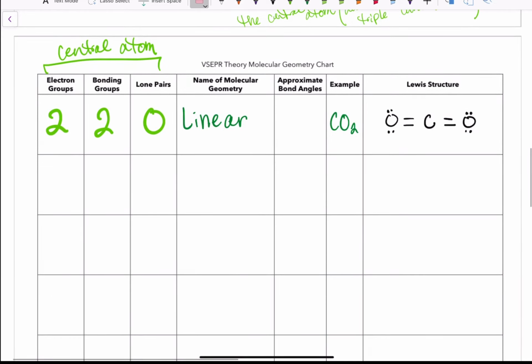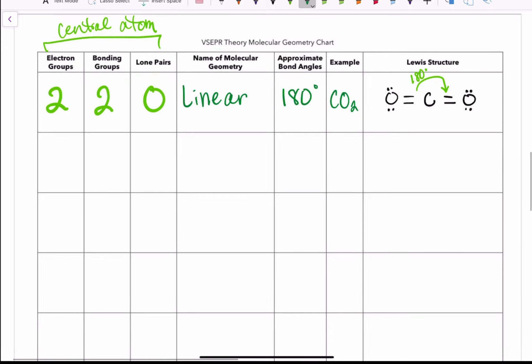So if we have a shape that's linear, that means the bond angle here to there is going to be 180 degrees. Just like in math, if something is linear, it's 180 degrees, a straight line. Same thing here. So from that double bond to the other one, 180 degrees. Let's move on to the next shape.